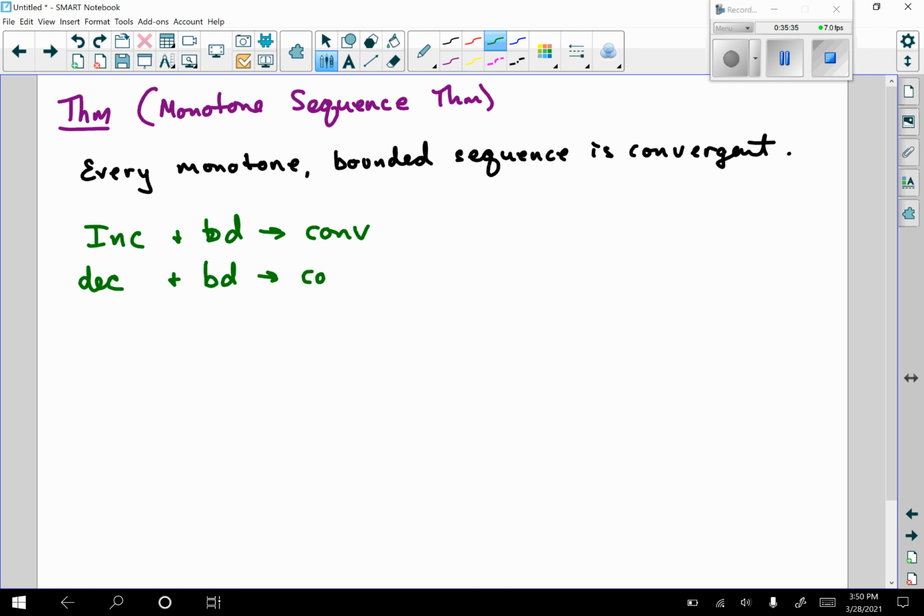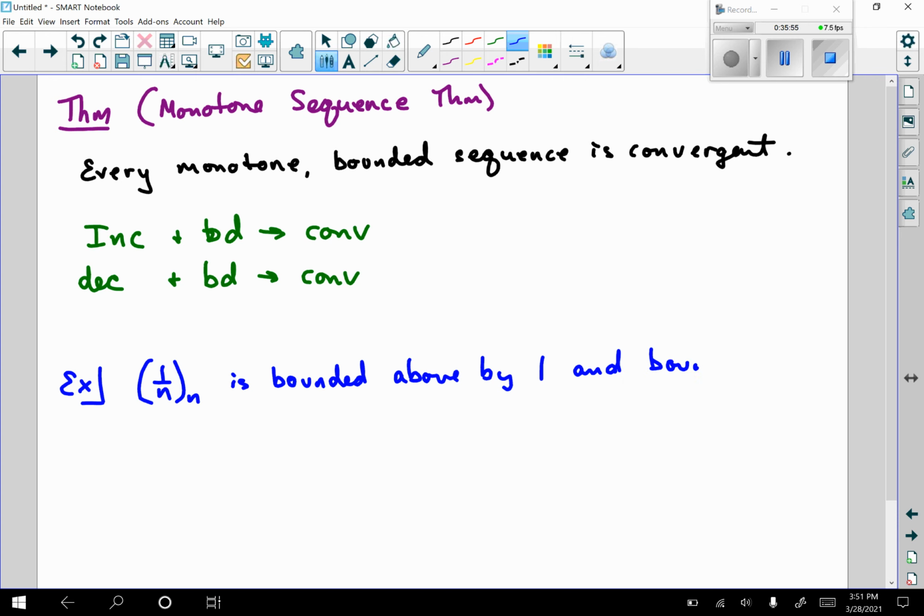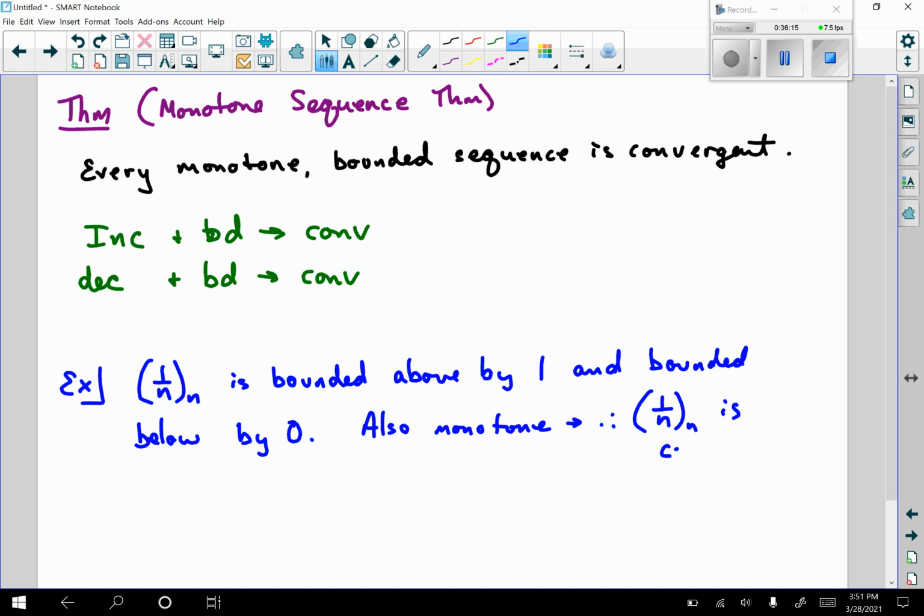So again, increasing and bounded means it's convergent. Decreasing and bounded means it's convergent. And then going back to our example of 1 over n, we just said this is bounded above by 1 and bounded below by 0. It is also monotone. Therefore, this sequence is convergent.